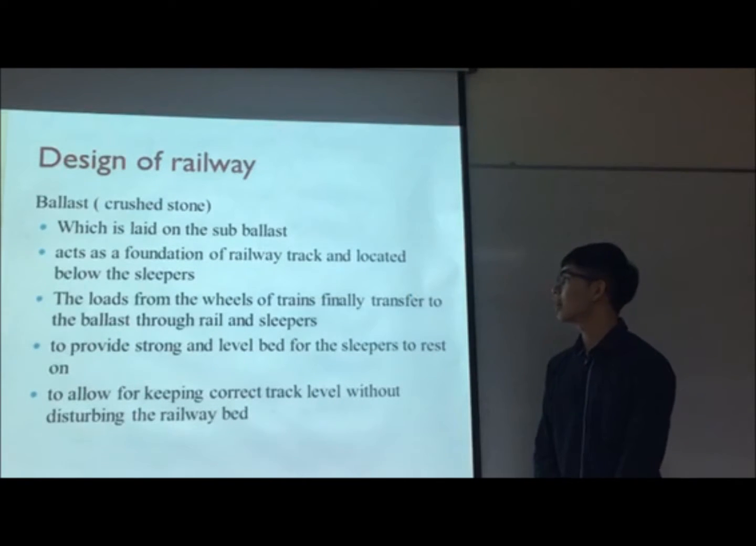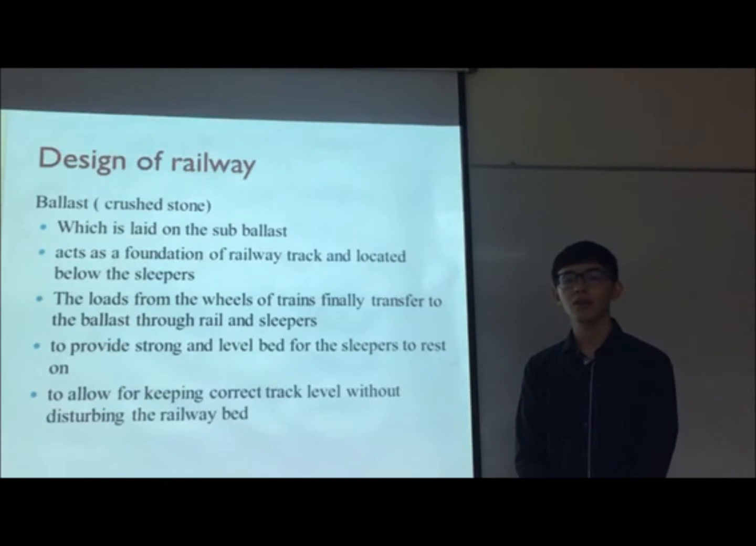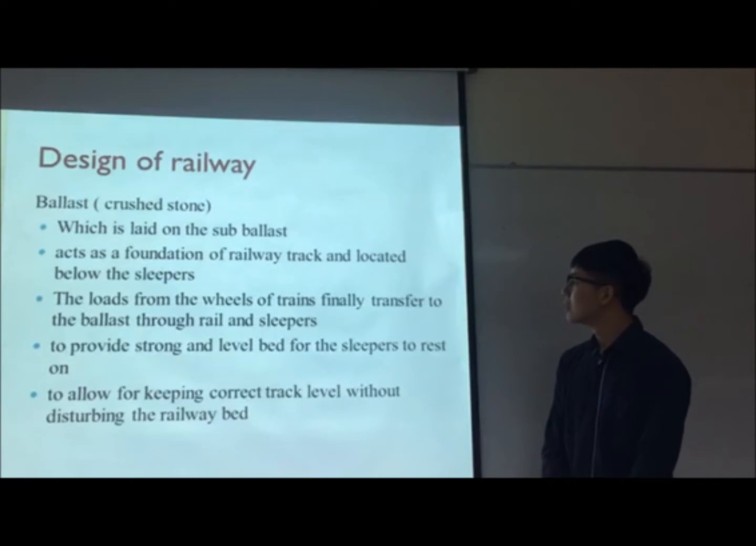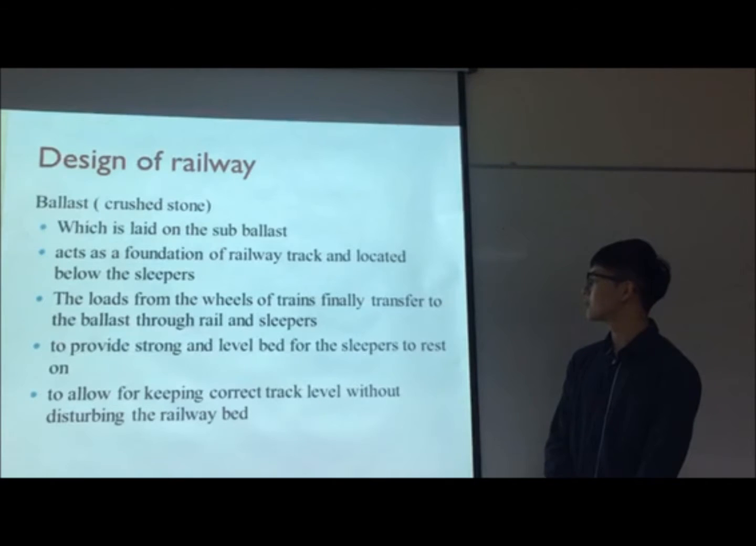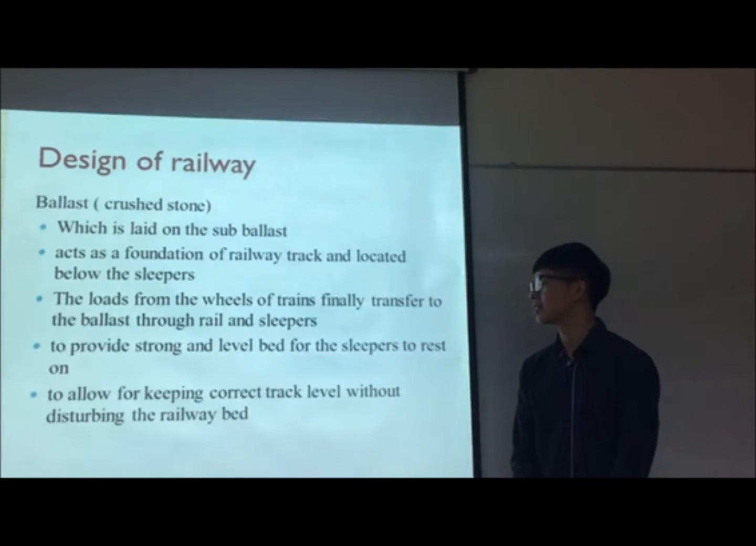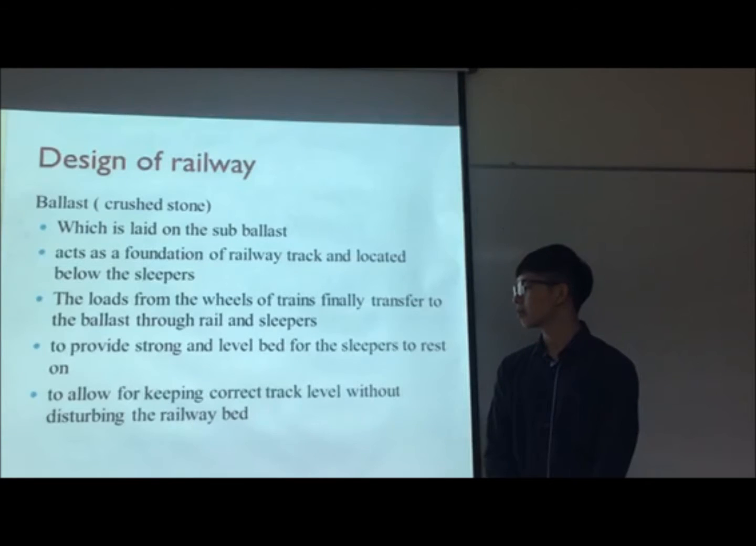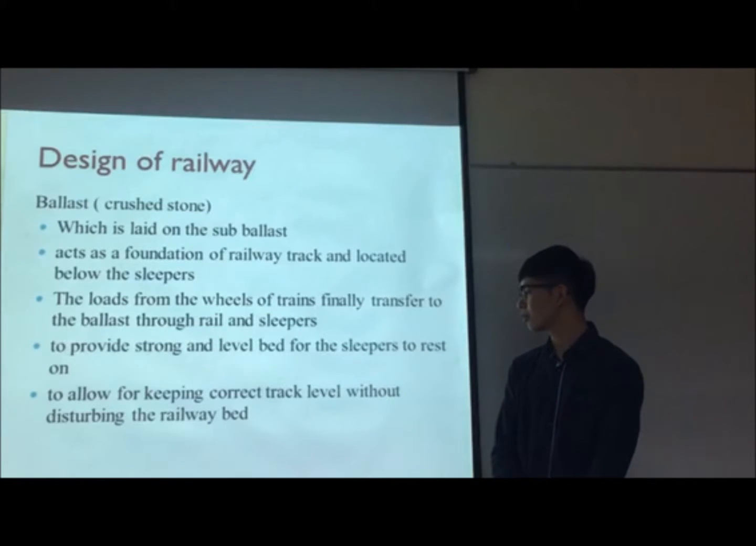Ballast, also known as crushed stone, is laid on the sub-ballast and acts as a foundation of the railway track, located below the sleeper. The load from the rail and tread finally transfers to the ballast through the wheel and sleeper. It is to provide a strong and level bed for the sleeper to rest on, and also to allow for keeping correct track level without disturbing the railway bed.